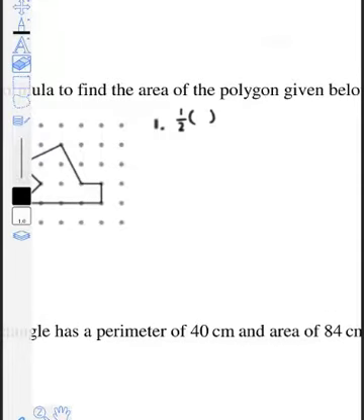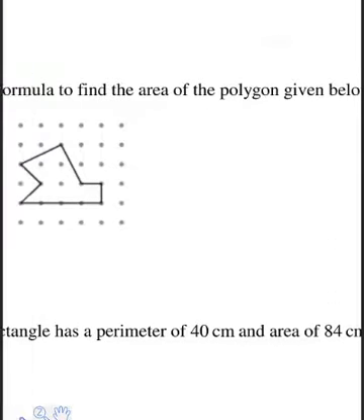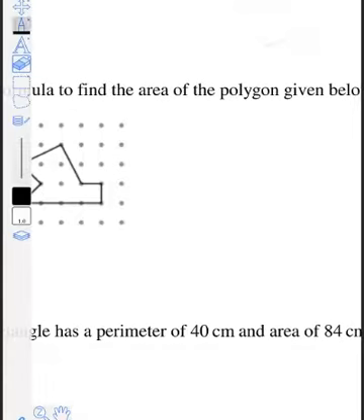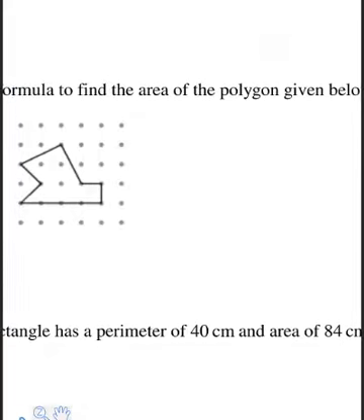Okay, well, let's see. Let's try. So the problem is you want to have, if you're doing a triangle, a base that are unit lengths and not partial of a unit. So maybe from here to here.